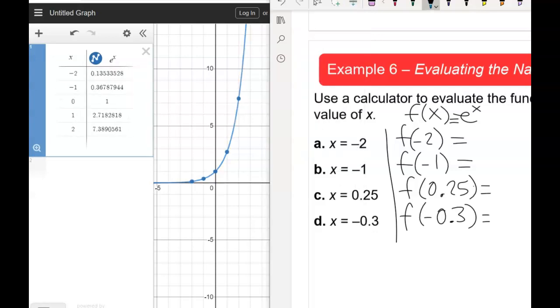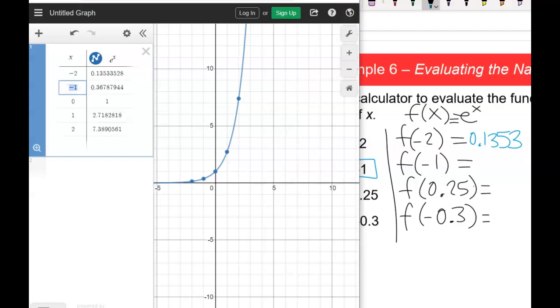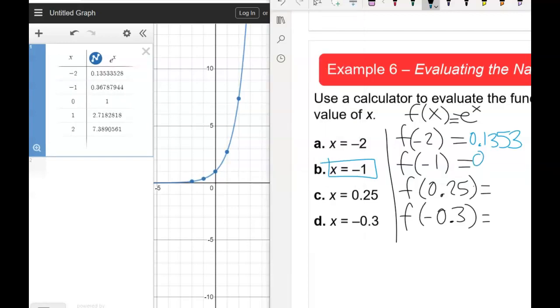So that's going to be 0.1353, if we round to 4 digits. Okay, so we're done with the first. Then when x is -1, we look at the table. Here's -1, so we look at that y value, which is 0.3679 if we round to 4 digits after the decimal point.